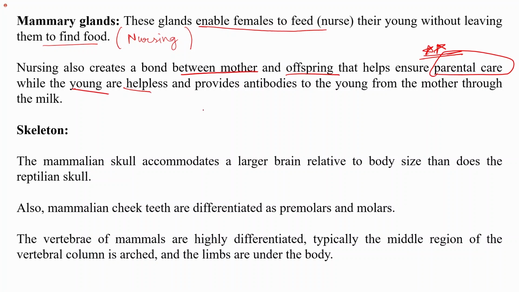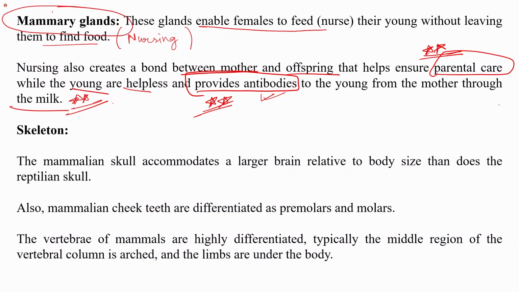Nursing helps in feeding the young ones without leaving them to find food. Also, it provides antibodies, so this is very important. That is why, even in the case of humans, it is usually recommended to breastfeed the child for at least 6 months, because it not only provides nutrition, but also the essential antibodies to the young from the mother through the milk. So nursing with the help of the mammary glands is very important. It helps in creating a bond between the mother and the offspring, and therefore ensures parental care.